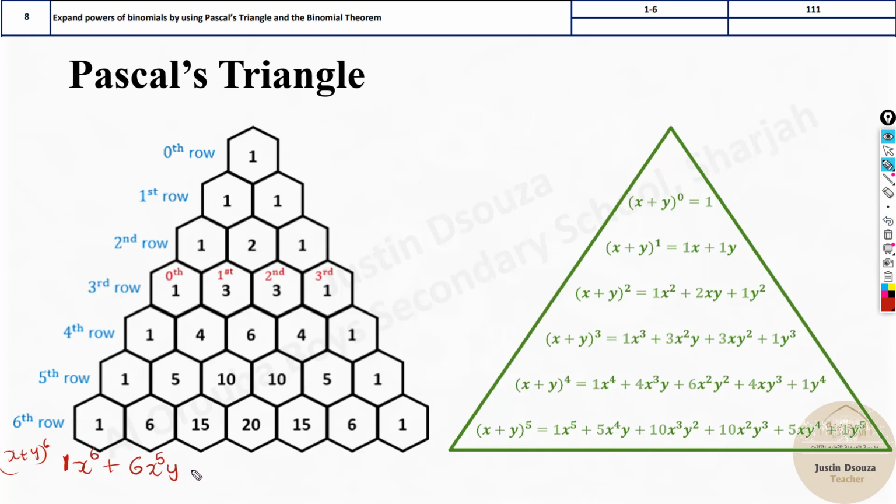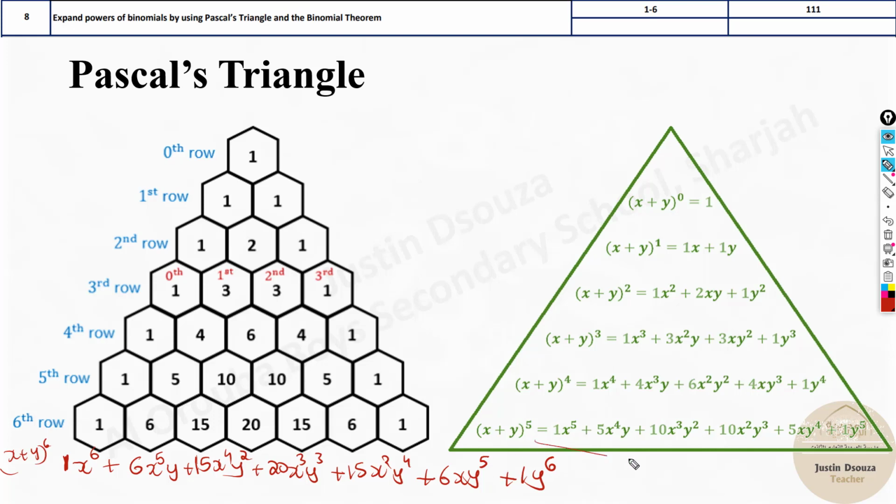Now this is y power 1, plus 15 x power 5 minus 1, which is x power 4, and y increases the power from 1, it becomes 2. Plus 20 x cubed y cubed. Plus 15 x squared y to the power 4. Plus 6 x power 1 y power 5. And lastly, we have 1. X is dissolved because it's 0. It's 1 basically. And then you have y to the power 6.